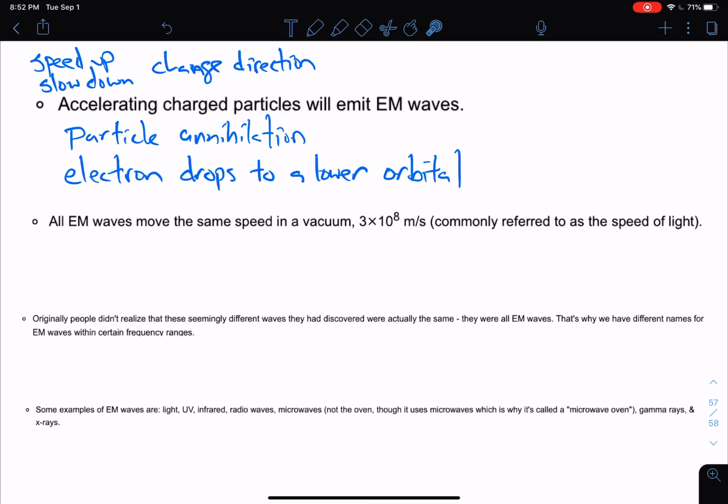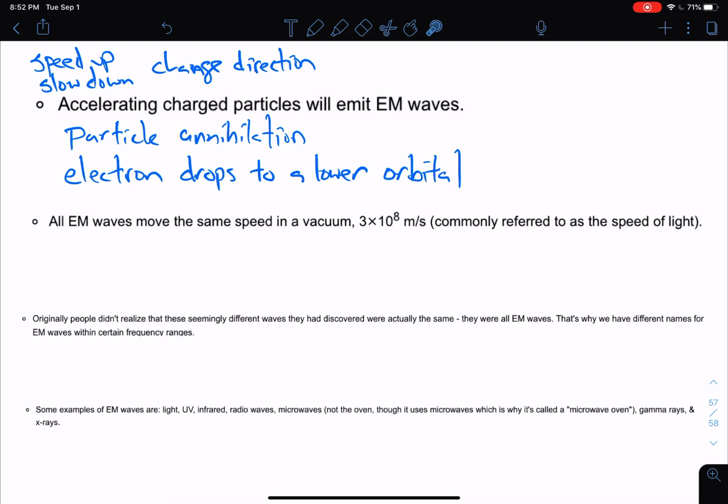We're actually going to talk more about that later this term. But for now, we can realize that accelerating charged particles emit EM waves. We know that everything that has temperature means that the molecules are moving. And we can also reason that most of those particles are probably accelerating, which means there's going to be EM waves generated.